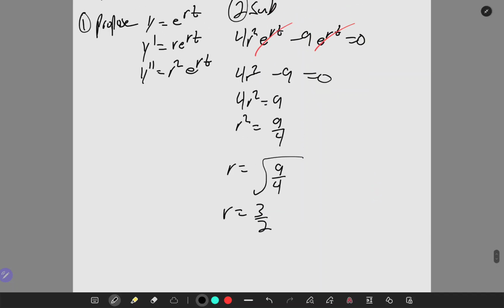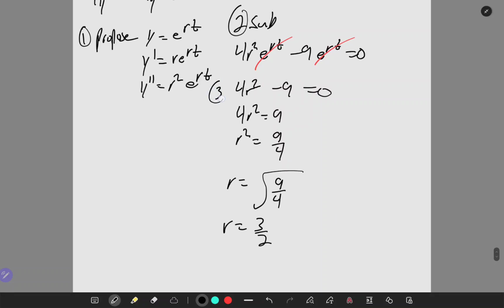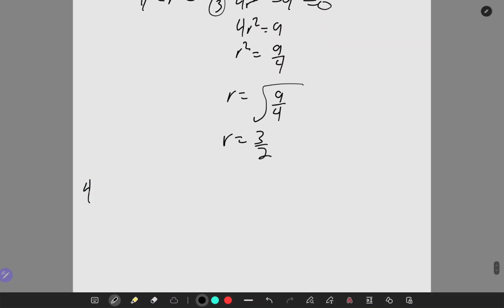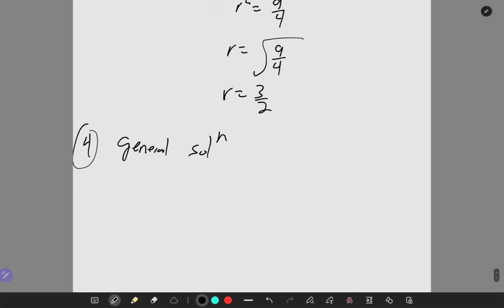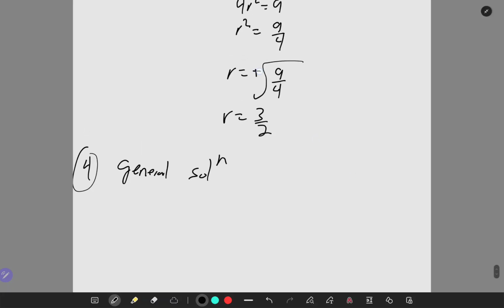Nope, that was step 3, solve for r. Step 4, general solution. So for the general solution, plus or minus, right? So then our general solution is y is equal to c1 e to the 3/2 t plus c2 e to the negative 3/2 t. And this is our general solution.